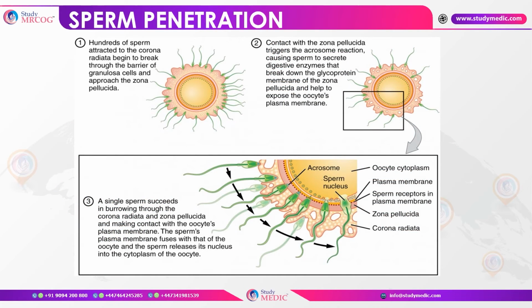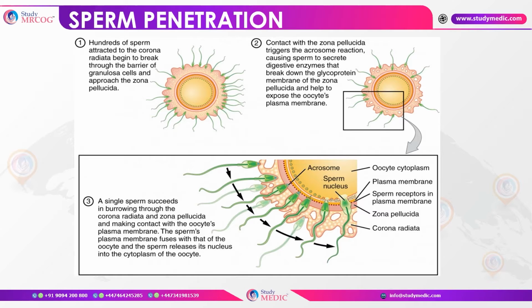Coming to penetration of the sperms. Though hundreds of sperms enter, it is only one single sperm which is going to pierce the zona pellucida and make the ovum fertilized. So what are the layers it is going to penetrate?